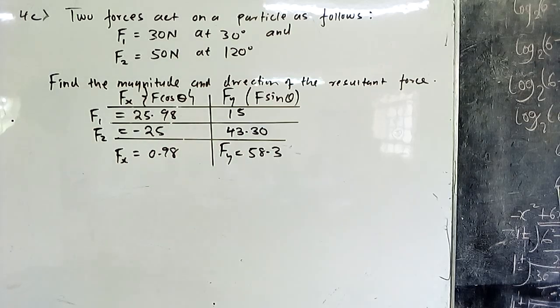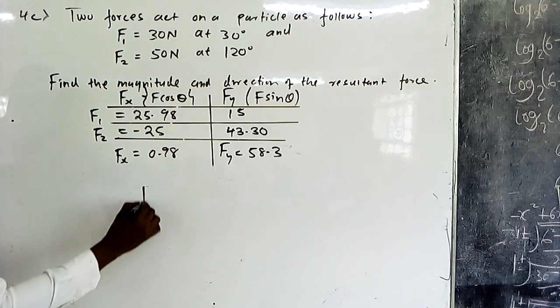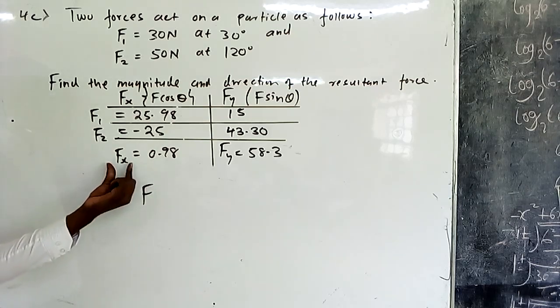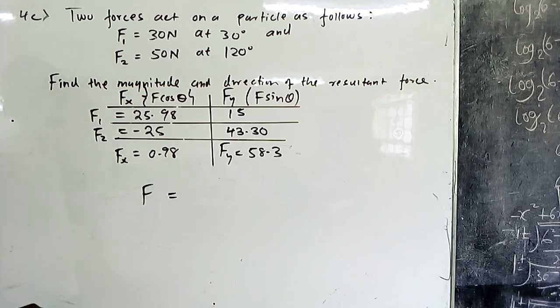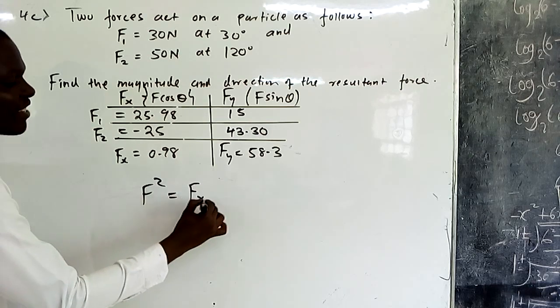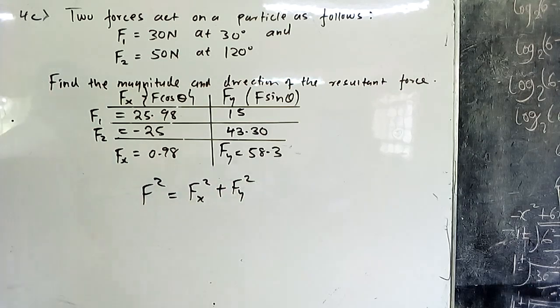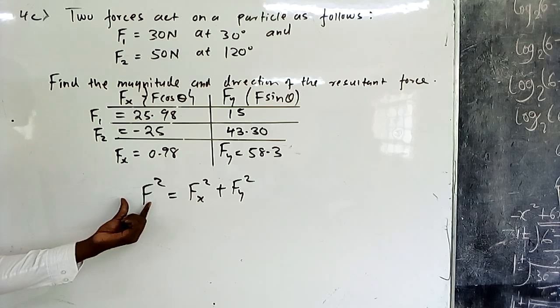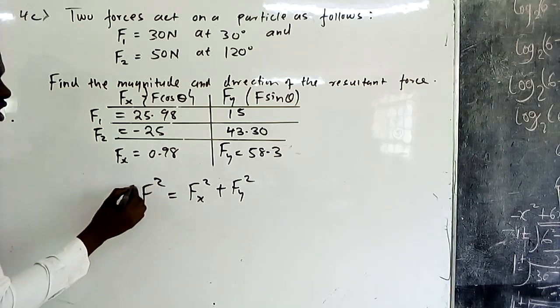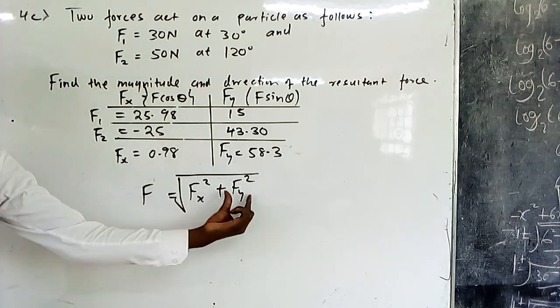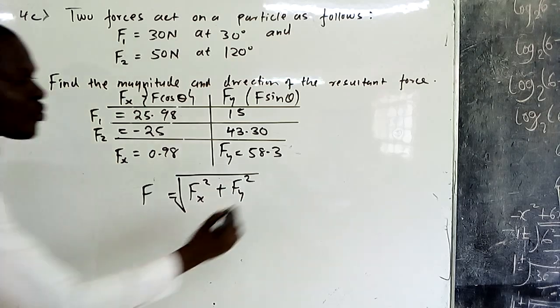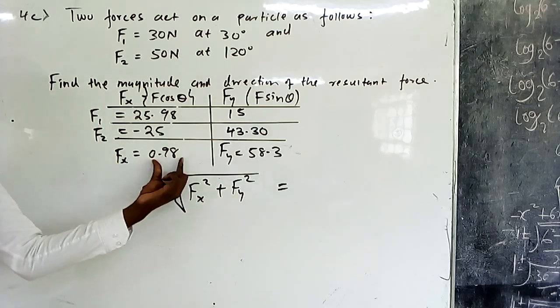So from there, you'll be told to find the magnitude and direction of the resultant force. So the resultant force is F itself. Are we together? So what is the magnitude of F? The magnitude is given by the Pythagoras theorem, meaning F squared is the x component squared plus the y component squared. F is like the radius r from trigonometry. So for you to get the magnitude of this force, you simply take the square root of both sides. So you get F is the square root of f of x squared plus f of y squared.